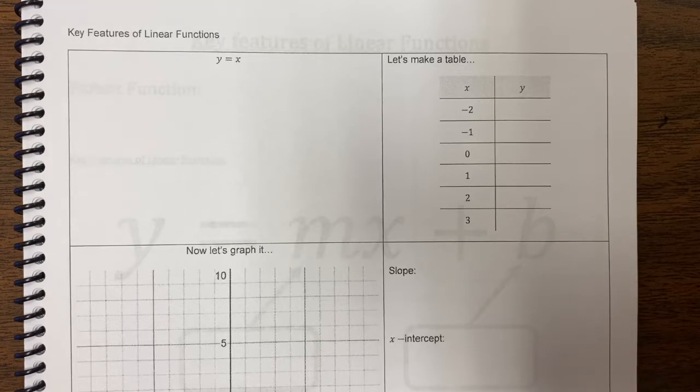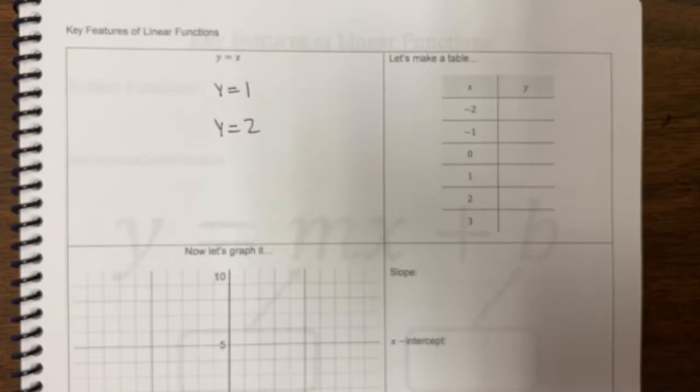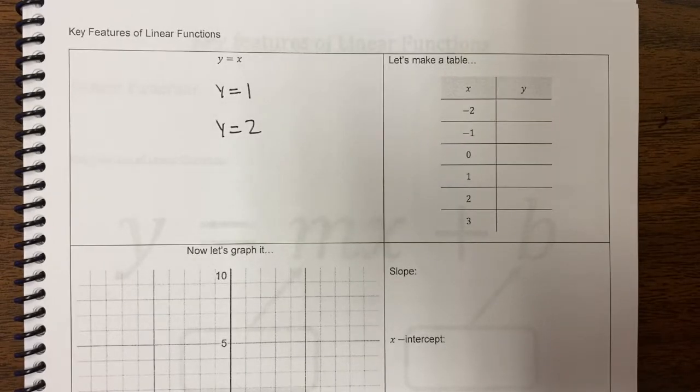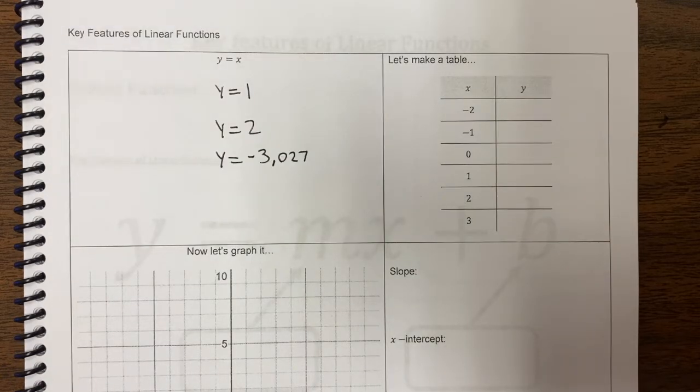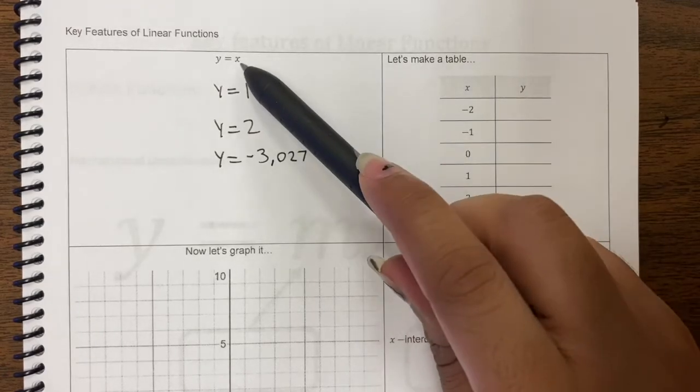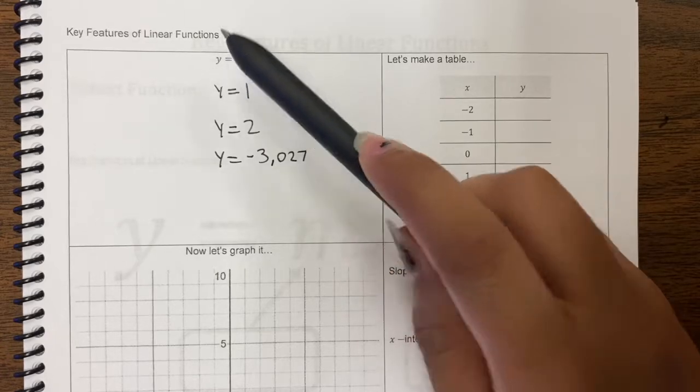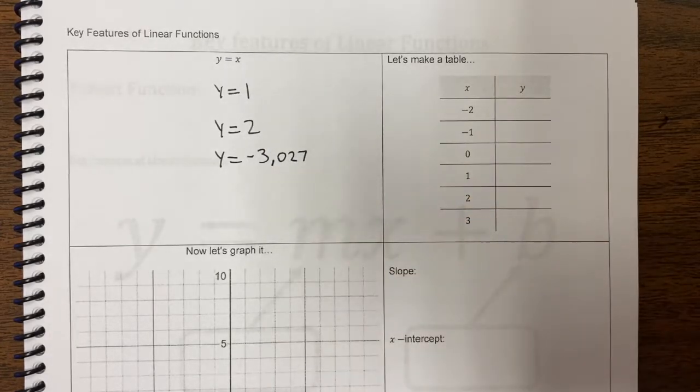So if x is 1, then y is 1. If x is 2, then y equals 2. If x is negative 3027, then y equals negative 3027. So whatever number I replace x with, that's what y equals. Let's see it in table form.